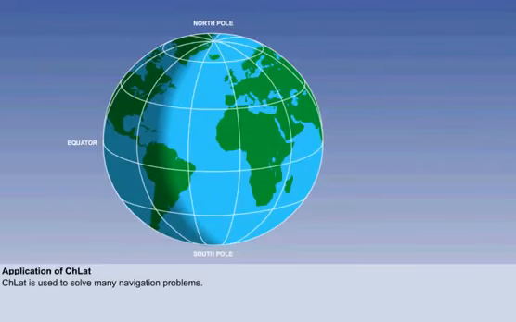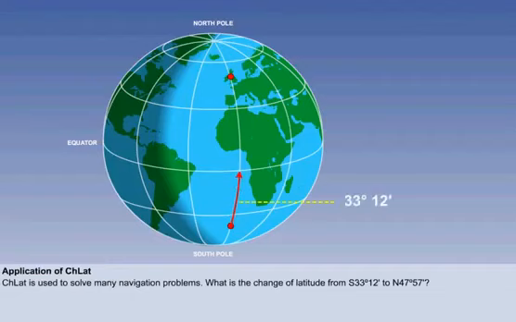The value of CPL is used to solve many navigation problems. For example, what is the CPL from south 3312 to north 4757? From the southerly latitude to the equator is 33 degrees and 12 minutes. From the equator to the northerly latitude is 47 degrees and 57 minutes.